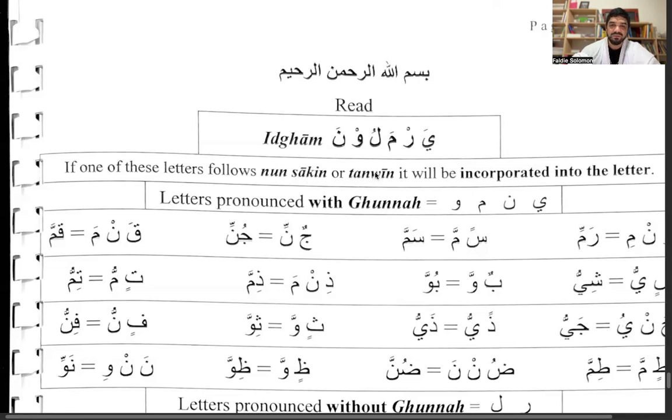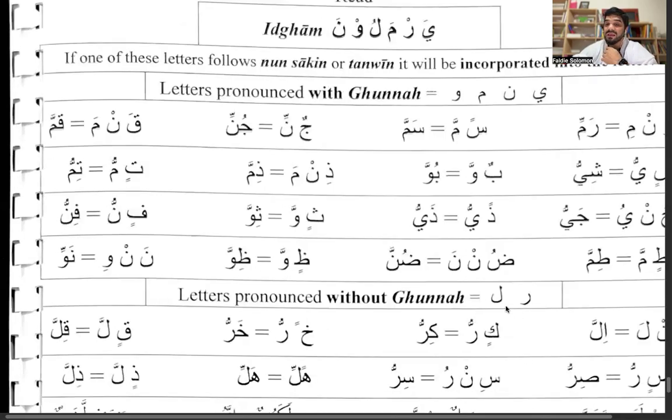When we see them, if any one of these 6 letters comes after the noon sakin and tanween, it will be incorporated into the letter. And we'll obviously see some examples. However, of these 6, there are 4: the ya, the noon, the meem, and the waw, when they are recited with ghunna. The ra and the lam, we say bi ghayri ghunna, without ghunna.